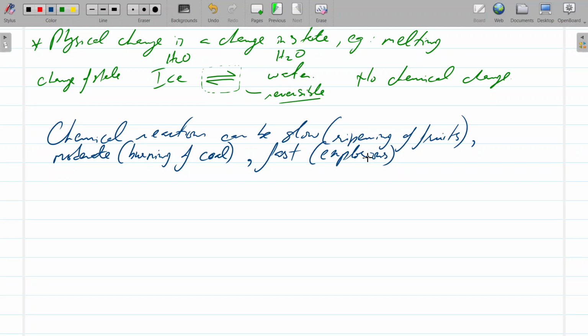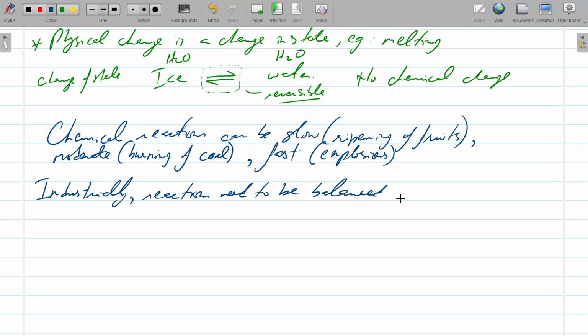So, industrially, techniques are used to control chemical reactions. Industrially, you don't always want the reaction to be very fast. Things need to be balanced, in the sense of balance between the rate, the yield, so how much you're getting out of it, and other factors such as temperature and cost.